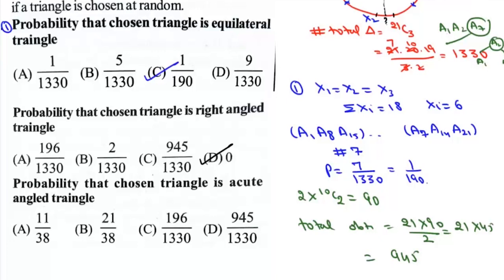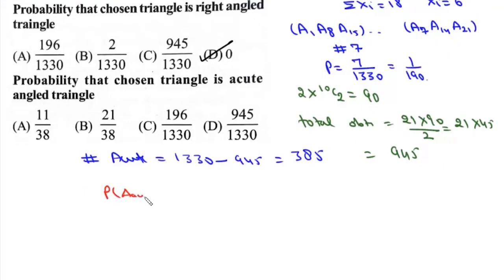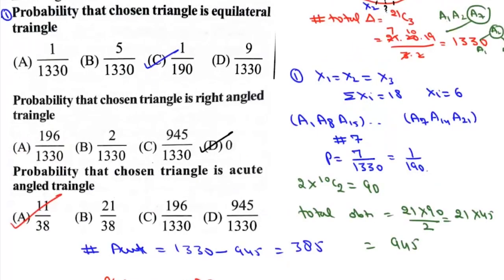So now we can find the number of acute angle triangles. So the number of acute angle triangles will be 1330 minus 945. It will be simply 385. So the required probability that this triangle is acute will be given by 385 upon 1330, which is 11 by 38, and that's your option A. So the correct options are C, D and A, and that is the answer to this question.